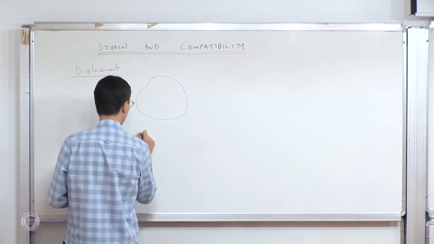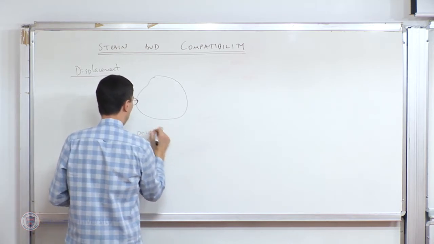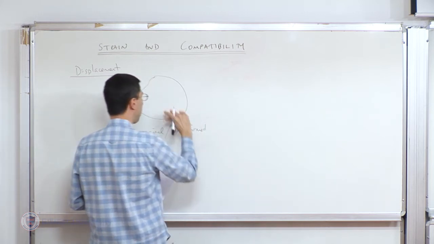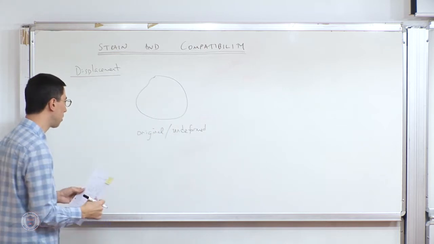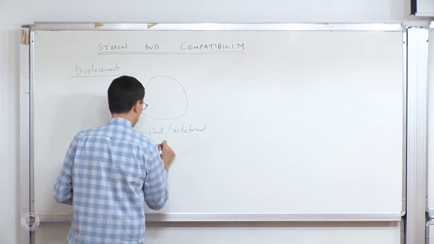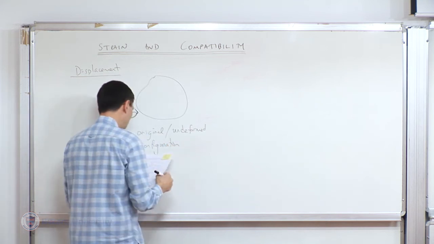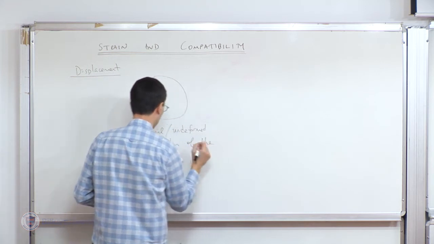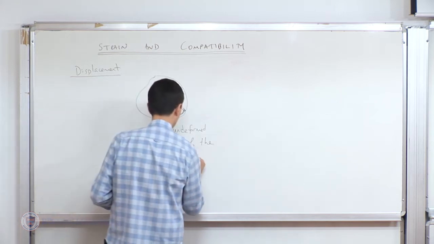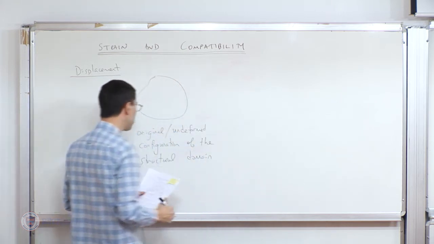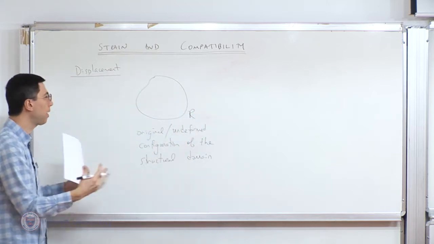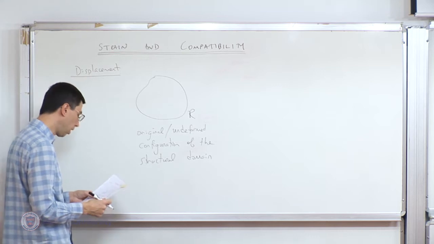I'm going to call this the original or the undeformed, referring to the fact that presently I'm not applying any forces, I'm not accelerating the subject. It's the original state, or sometimes we refer to that as the configuration of a structural domain. That structural domain could be anything that you're trying to analyze. It's a three-dimensional domain. Let me call it R.